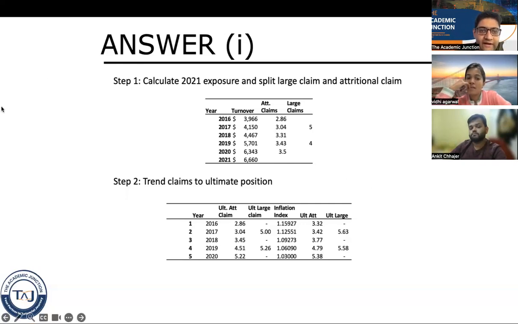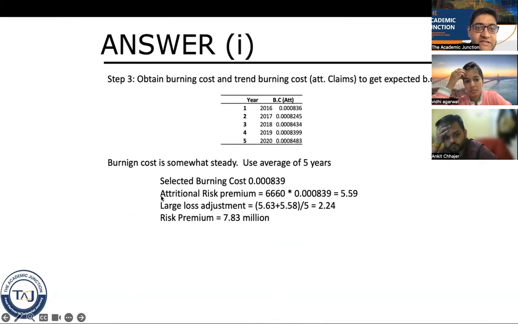Now, trend claims to the ultimate positions. I think everybody got this right. I don't think there is any requirement to answer or stop here. Next question is calculating the burning cost. Now, this is where I think a lot of people went wrong. For example, Ankit, go a bit up.